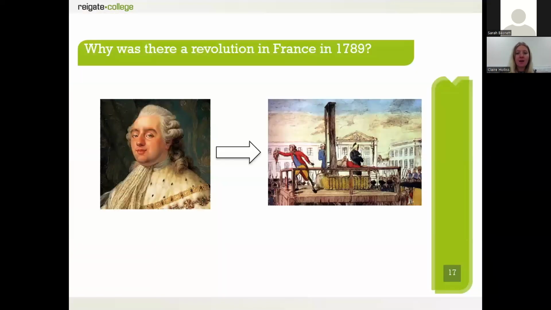So the question that we're going to be looking at is this: why was there a revolution in France in 1789? Now, this is something that a lot of historians have debated, so I'm not going to expect you guys to come up with a definitive answer at the end of the session, but it's a really interesting question to think about and the kind of question that we would wrestle with in our history lessons at the college.